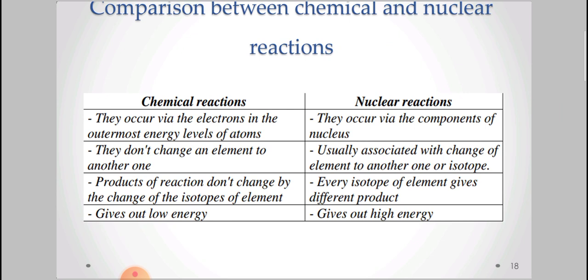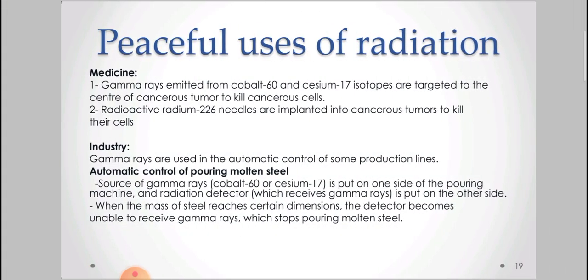In chemical reactions, the products of reaction don't change with a change of isotope of the element. In nuclear reactions, every isotope of an element gives different products. Chemical reactions give out low energy. Nuclear reactions give out high energy.